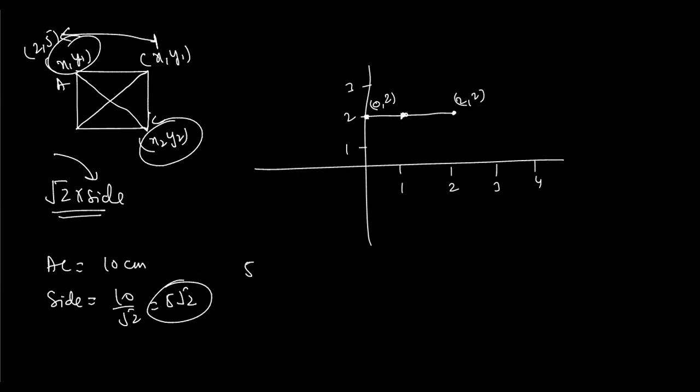So equating this one, 5 root 2, you will be able to calculate a relation between x and y here. A similar type of distance will be for this one also, and you have to equate this one. It means there will be 4 equations made, and you can simply solve this question by using this method.